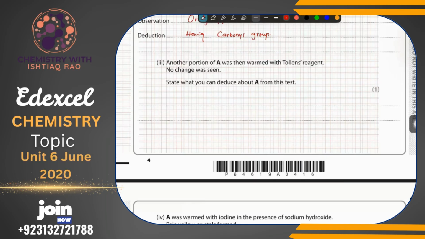Another portion of A was then warmed with Tollens' reagent. No change was seen. What can you deduce about A from this test? It is not an aldehyde.